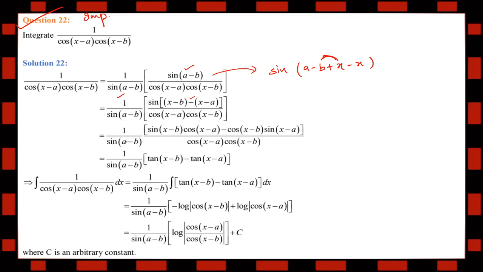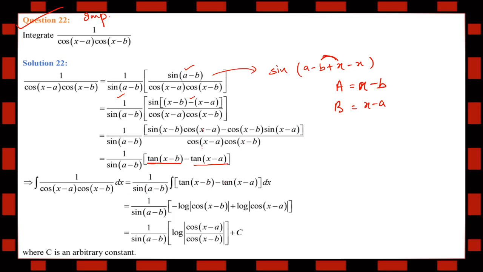Then what are we doing? 1 upon sin(a minus b), and here we are applying the sin(a minus b) property, where a is x minus b and b is x minus a, right? So sin a cos b minus cos a sin b, denominator again as it is. Then split sin(x minus b) cos(x minus a) upon cos(x minus a), meaning these two terms will be cancelled. So sin(x minus b) upon cos(x minus b) is tan(x minus b). Here cos(x minus b) cancels when we split. So sin(x minus a) upon cos(x minus a) is tan(x minus a), and minus as it is.